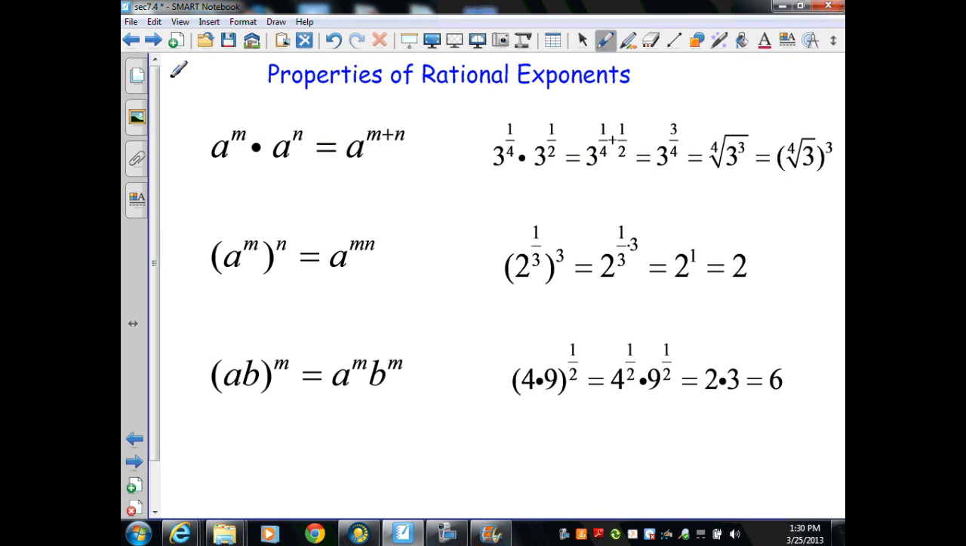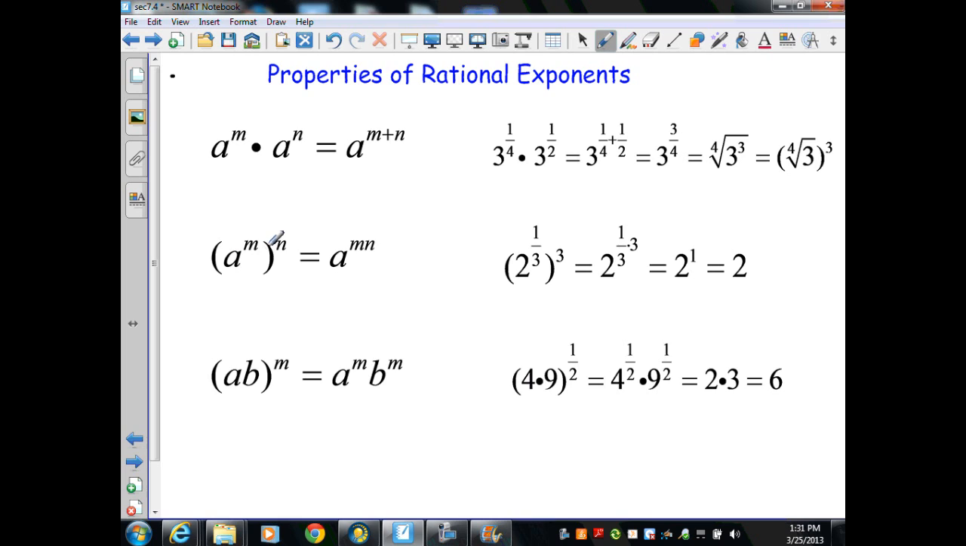On the next 2 slides, I have the properties of rational exponents. I'm going to review them quickly, but you can always pause the video and review them at your own pace. Here, I have multiplying of like bases. When we multiply like bases, we add our exponents. And of course, we have samples for each.